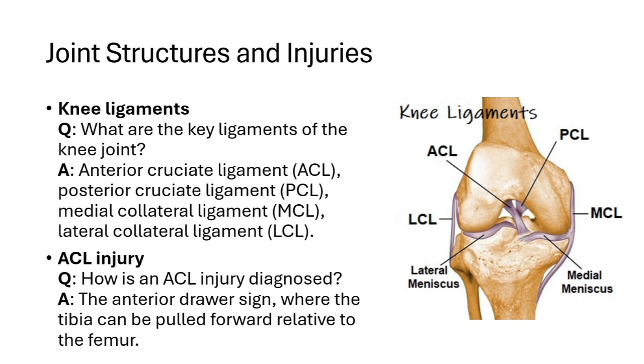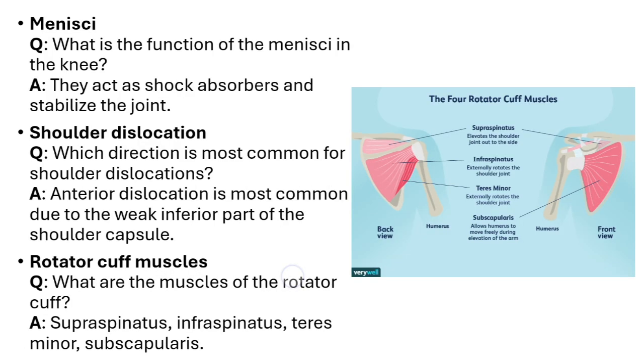What is ACL injury and how is it diagnosed? ACL injuries, you must have heard in footballers, are more common, and it is the damage of the anterior cruciate ligament. It can be diagnosed by the anterior drawer sign, where the tibia can be pulled forward relative to the femur.